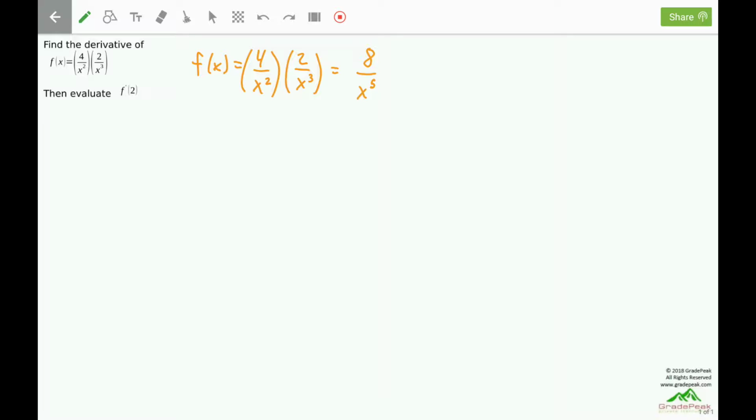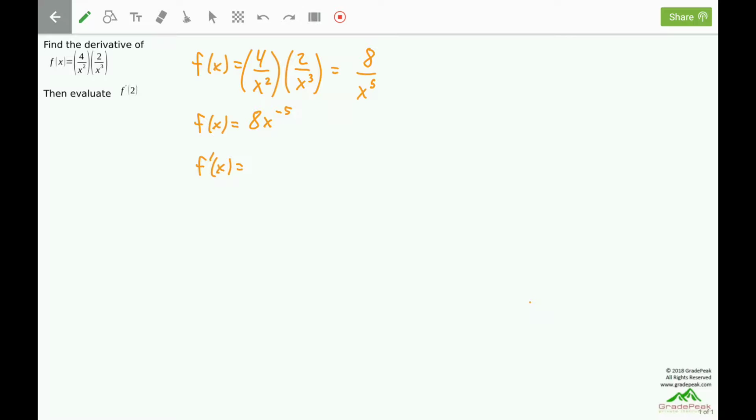At this point we have just a single function. It is a quotient. It has a division, 8 over x to the 5, but because one of the positions is a constant, there is no need to do the quotient rule. We can just rewrite this by moving the x to the 5 to the other position, the numerator, and call it x to the negative 5. That's all equivalent to the original f of x. And from here, the derivative will be just a power rule.